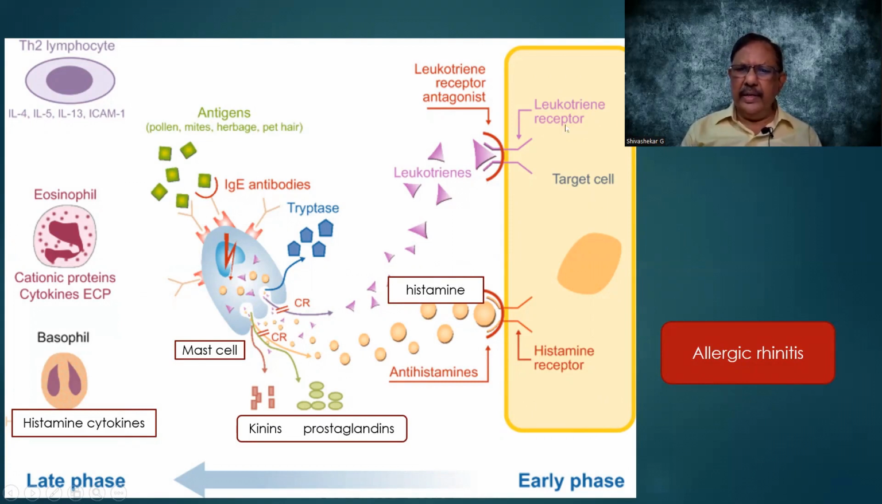So this is a target cell in which you have got some receptors. There is a leukotriene receptor over here, which is being blocked by the antagonist in pharmacology. And again, there is a histamine receptor. Also, this is a mast cell that is undergoing degranulation, producing various substances such as kinins, prostaglandins.